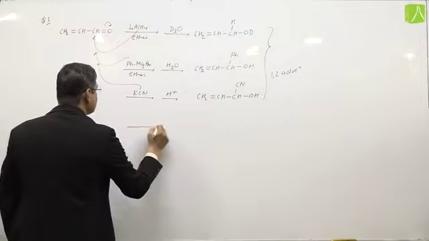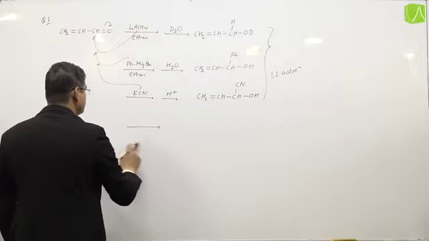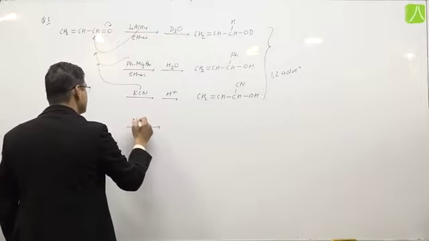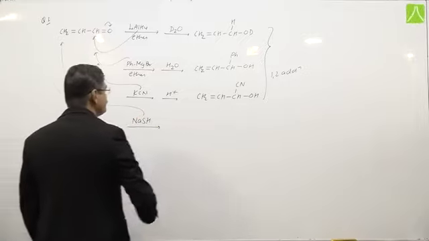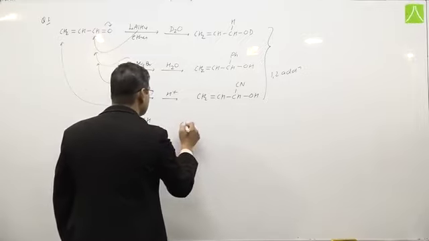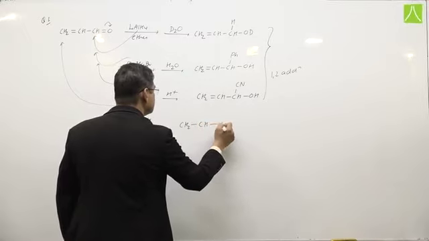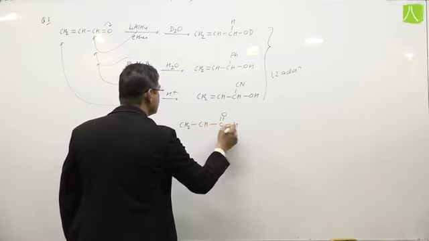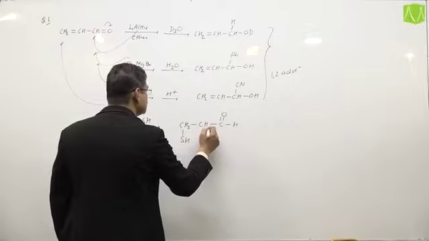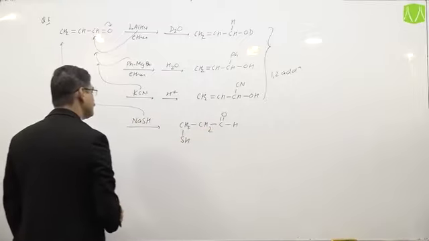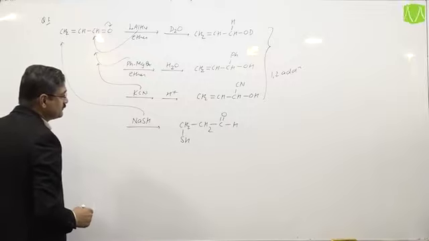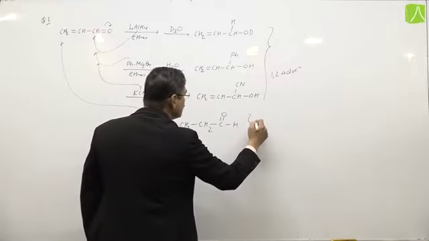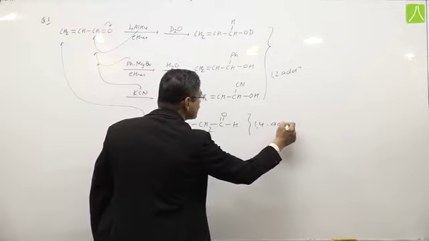But if I take the SH minus, so it gives 1,4 addition. So in case of 1,4 addition, nucleophile add to the fourth number of carbon atom. So this is 1,4 addition measure.